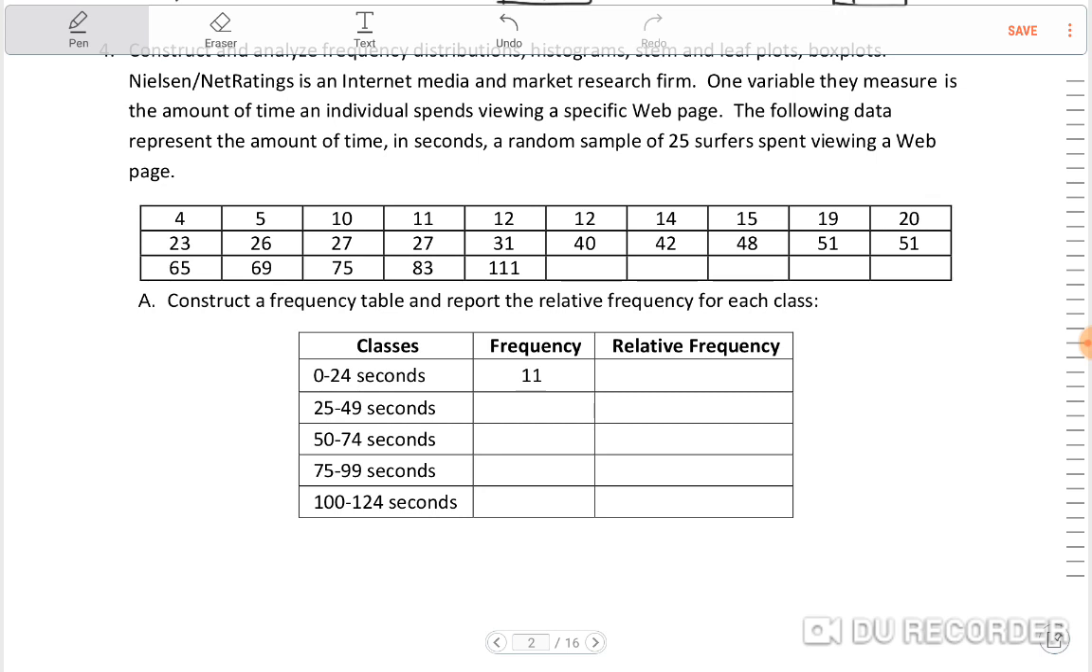It says construct a frequency table and report the relative frequency for each class. So frequency, and it started off for you, telling you that everything from 0 to 24, there's 11 of those. So if you go up here and you count, and I'm going to color code this a little bit. So 0 to 24 seconds, that's going to be all the way to here. Okay, so let me come over here.